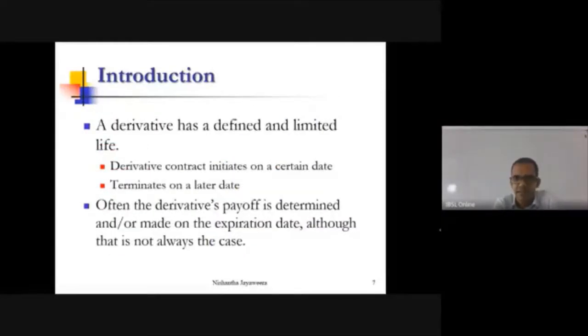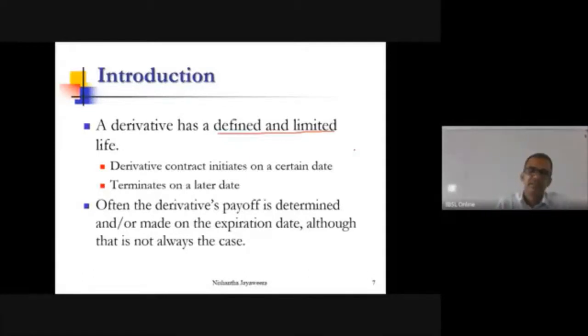Like in most financial instruments, there's a defined and limited life. That means there's a maturity value. The transaction is initiated on a particular date and terminates on a future date. So that is the lifespan of the derivative product, and there's a maturity date for a derivative transaction as well.